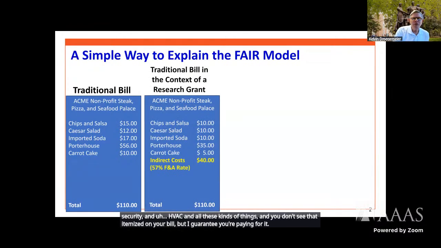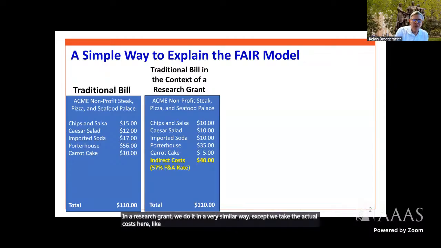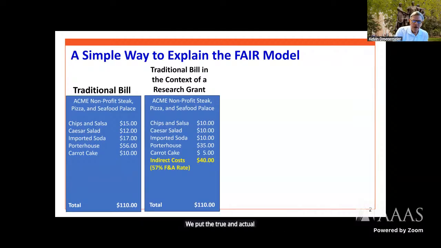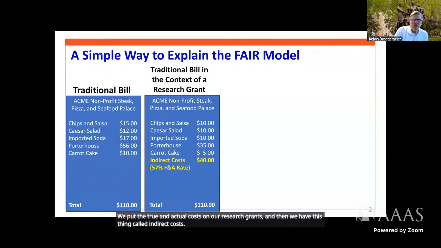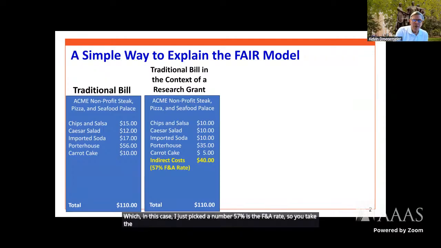So in a research grant, we do it in a very similar way, except we take the actual costs here, like the porterhouse is not $56, it actually costs $35. We put the true and actual costs on our research grants, and then we have this thing called indirect costs, which in this case, I just picked a number, 57% is the F&A rate. So you take the numbers in white, you add them up, you multiply them by 57%, that's equal to $40. You add the two together and you get the total bill. And that's how a research grant works.